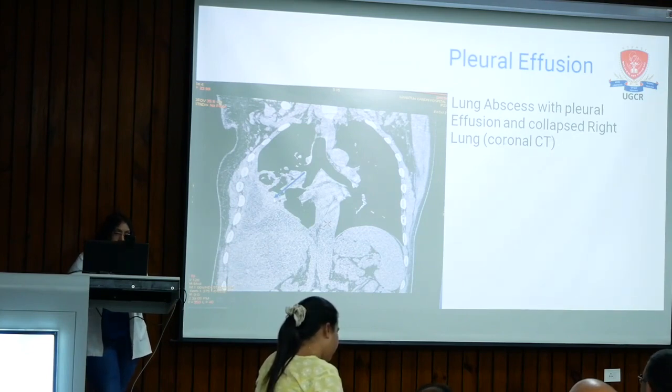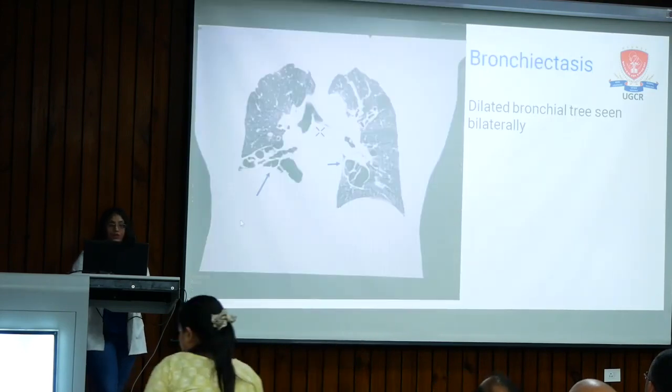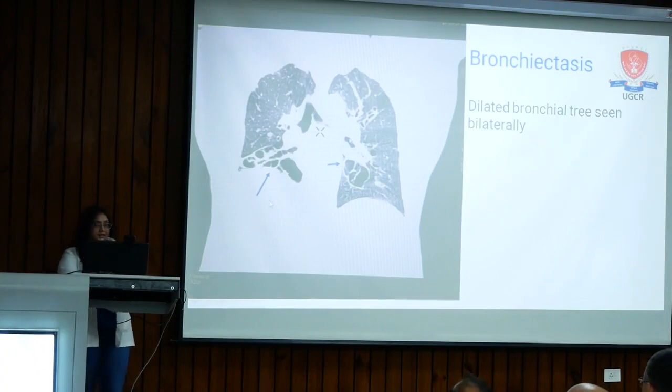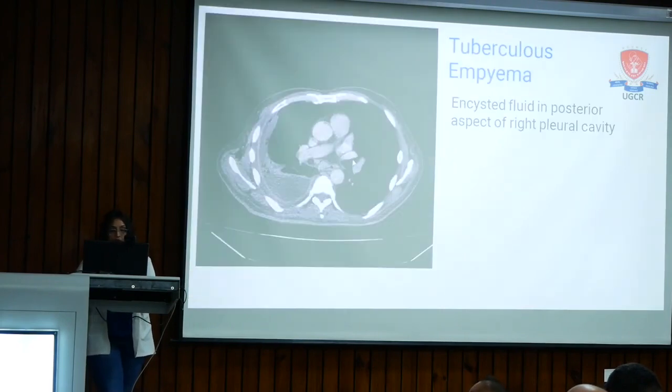Here you can appreciate that the lung is collapsed, the arrow. Along with that, you can see the lung abscess and pleural effusion on the outside with crowding of ribs. Coming to bronchiectasis, it is another complication, and this is an HRCT coronal view showing dilated bronchial trees bilaterally.